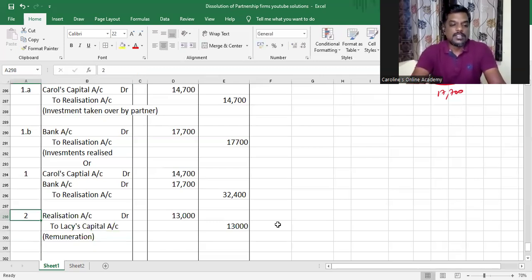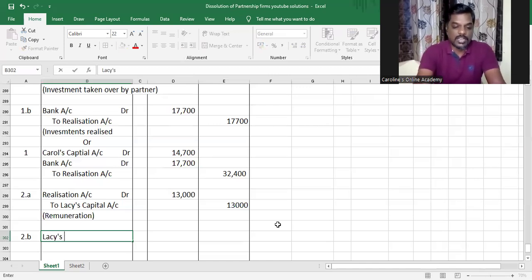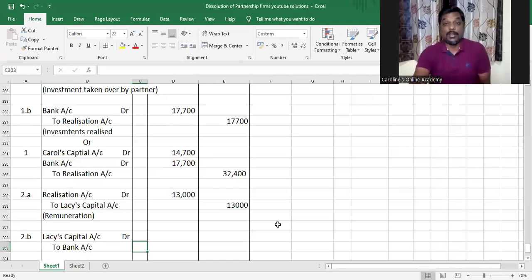And the second part of the transaction is the firm paid the realization expense. The realization expense was to be borne by the partner. Lacey was supposed to bear the expense, however, the firm paid. Am I right or not, my dear children? So the journal entry is Lacey's capital account debit to bank account. Reason being, Lacey is supposed to pay the expense and the firm paid on her behalf.